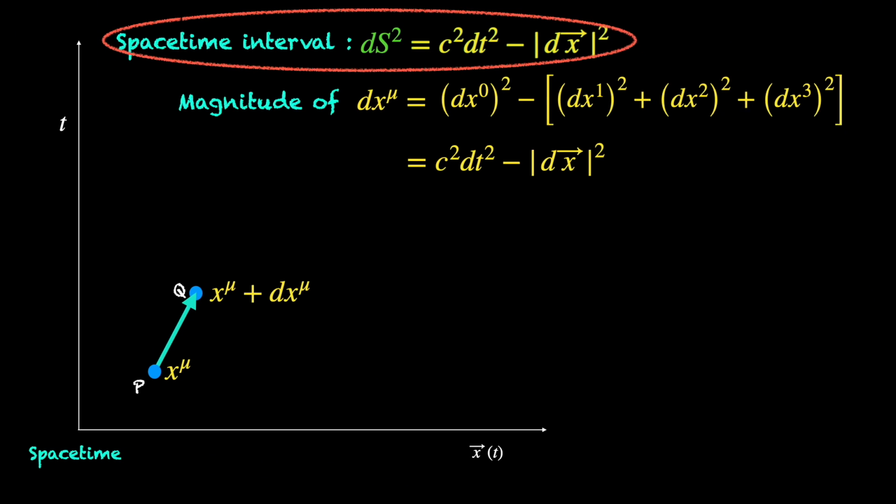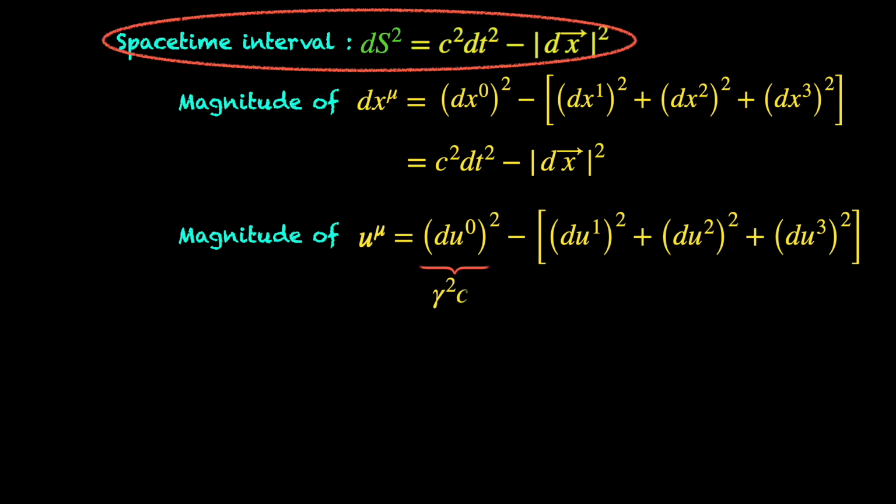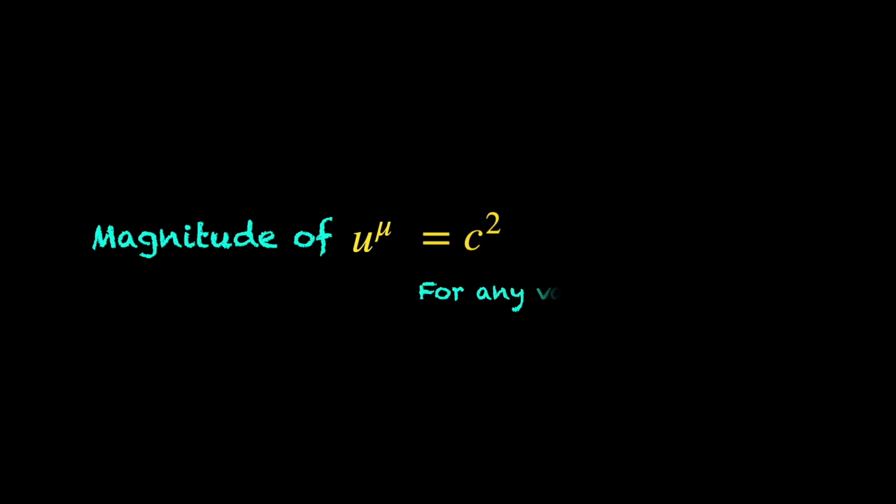Anyways, like dx mu, the 4 velocity u mu is also a 4 vector. So magnitude is computed the same way. Square of the time component minus the sum of the squares of the space components. We know their values in terms of gamma c and gamma v, right? So if we plug those in and simplify using the expression of the Lorentz factor gamma, we'll get c squared. Funnily enough, this magnitude is always c squared, no matter what the value of the normal 3-dimensional velocity vector is.